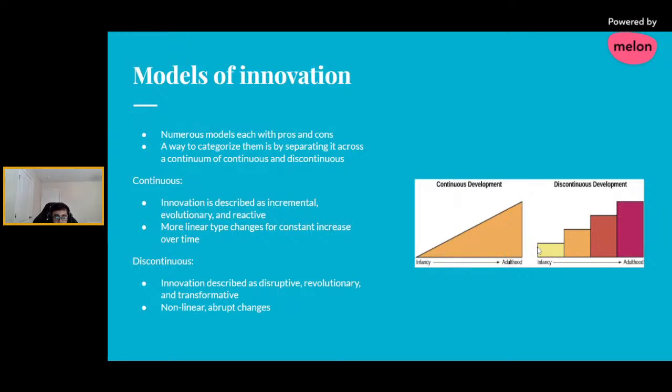And then on the other hand, we have discontinuous, which is disruptive, revolutionary, and transformative. So it's like steps, and it's non-linear, abrupt changes.